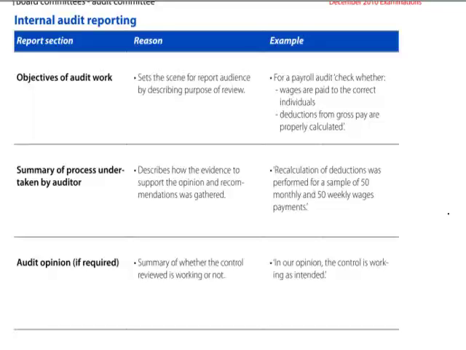In the audit opinion, the reason is to summarise whether the internal auditors feel that the control is working as it is intended. In our opinion, the control is working as intended. Recommendations. The reason is to highlight areas of control weakness and suggest the course of potential action to address that weakness. We recommend that new employees are only added to the payroll on receipt of an appropriately authorised form, whatever the authorised form number may be.